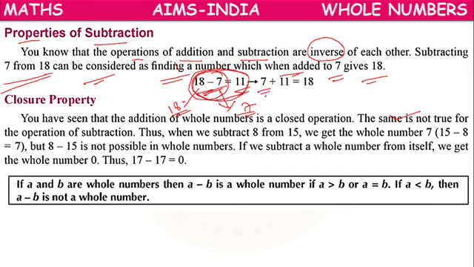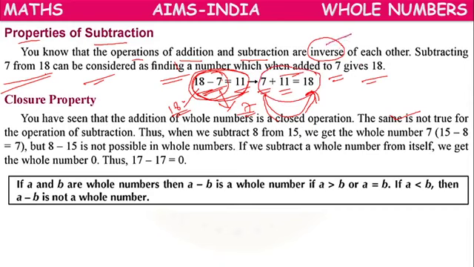So we can write it in another way. If we add what number to 7, we will get 18? In that way also we can frame that statement. So if we add what number, we will get 18? If we add 11, then we will get 18. So this subtraction part can also be written in terms of addition. So subtraction and addition are both inverse to each other.